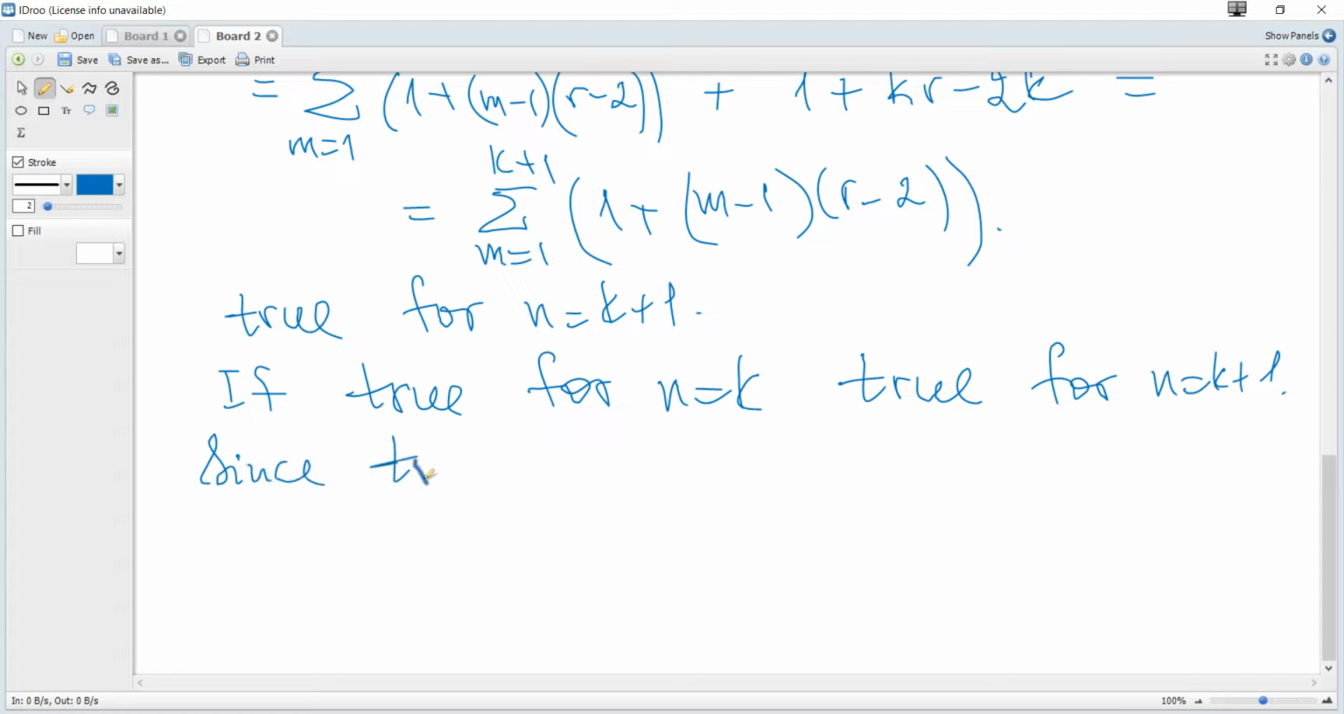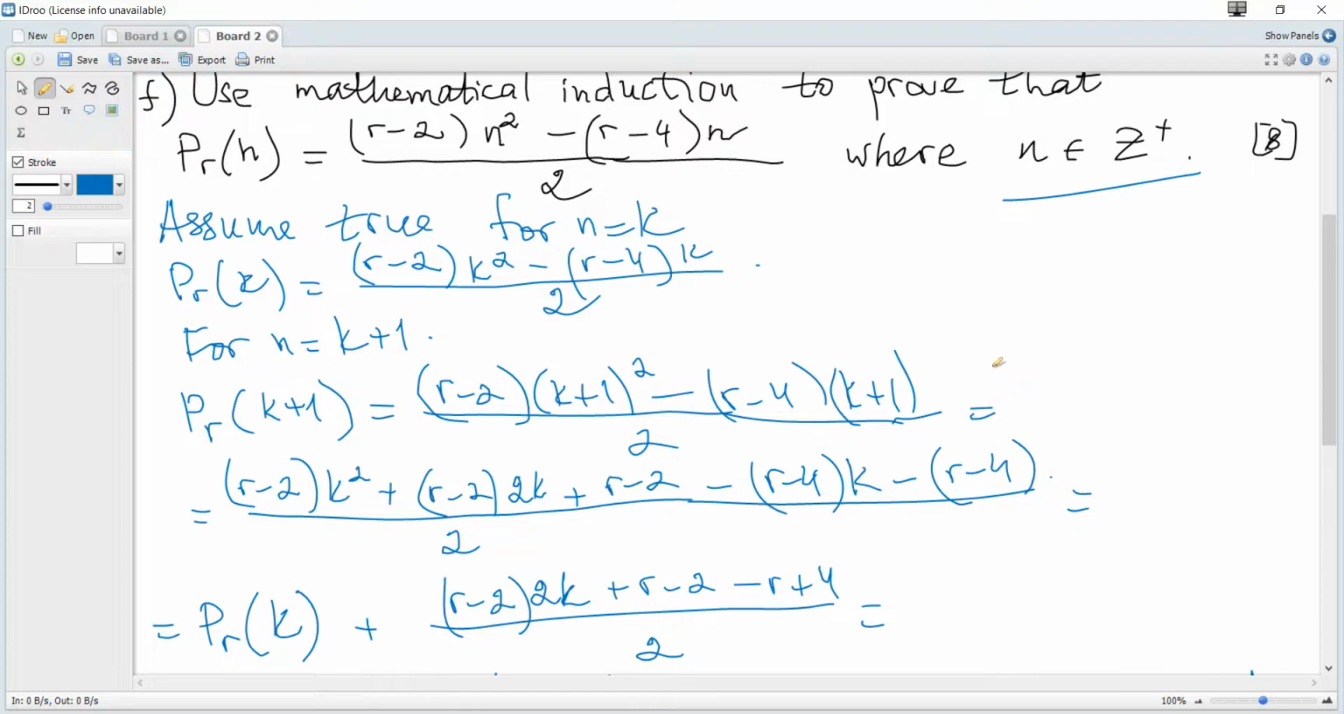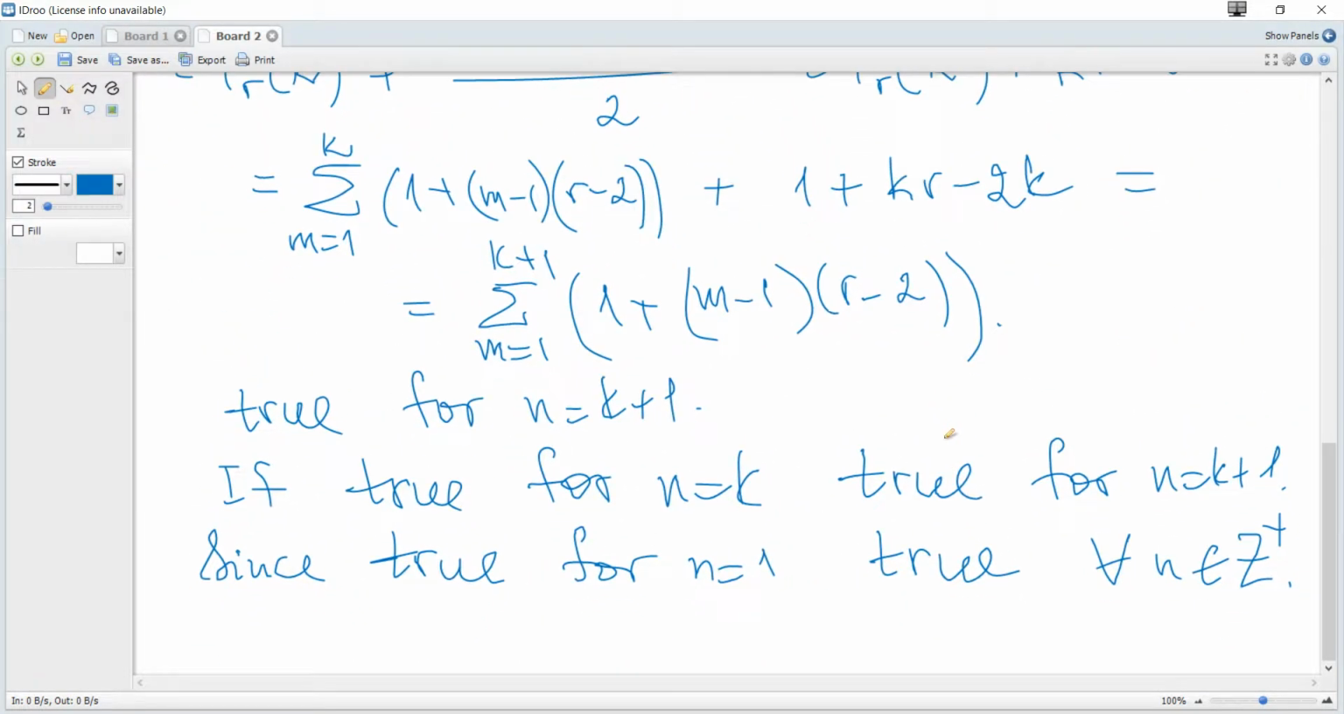Since true for n equals 1, true for any n a positive integer. And that's all for this question.